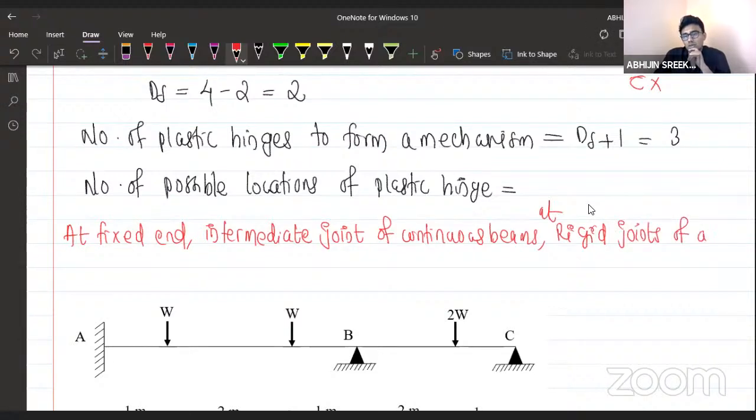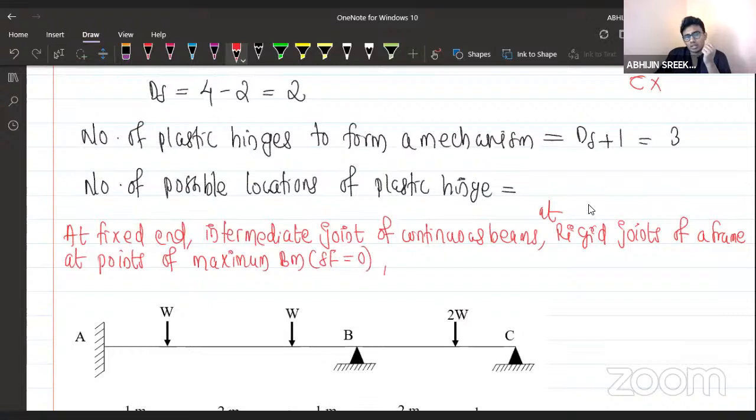At rigid joints of a frame, there is also a possibility of formation of plastic hinges. And at points of maximum bending moment, or we can say zero shear force, or where the material changes. Sometimes due to the change in material, MP value will be changing to 2 MP. If MP is changing to 2 MP, there will be a possibility of formation of the plastic hinge here.